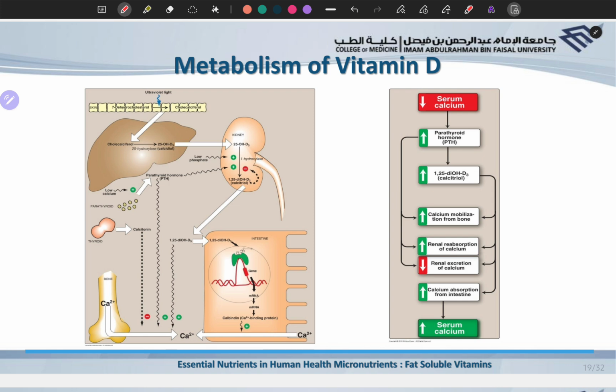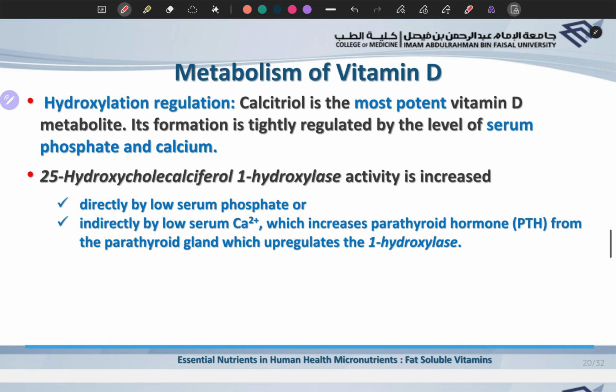So whatever I said, it is there. So hydroxylation: the most potent form is calcitriol, the first hydroxylation taking place in the liver by 25 hydroxylase. Then you have the second hydroxylation, that is 25 hydroxy D3 1 hydroxylase activity taking place in the kidney. This 1 hydroxylase activity is increased by two things: directly by low phosphate, indirectly by low calcium, which increases the parathyroid hormone from the parathyroid gland, which upregulates 1 hydroxylase.